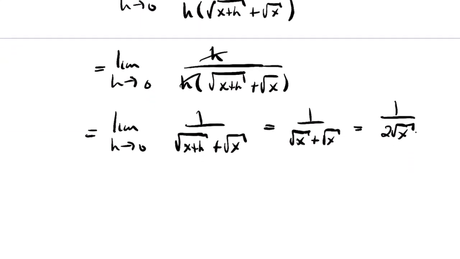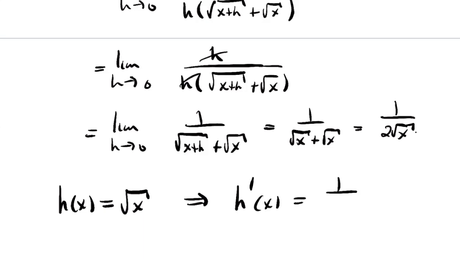All right, so to summarize, if h of x is equal to the square root function, its derivative, h prime of x, is 1 over 2 times the square root function. Nice. So now, if you wanted to pick a specific value of x in the domain of h, you don't have to recapitulate that limit computation every time you want to know the derivative.